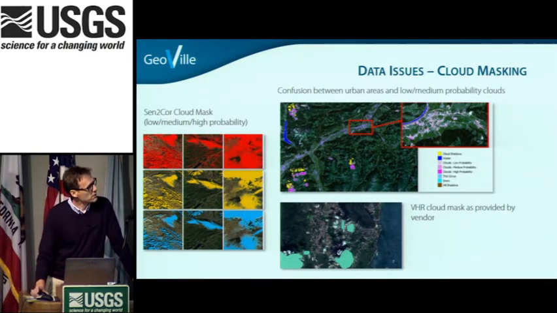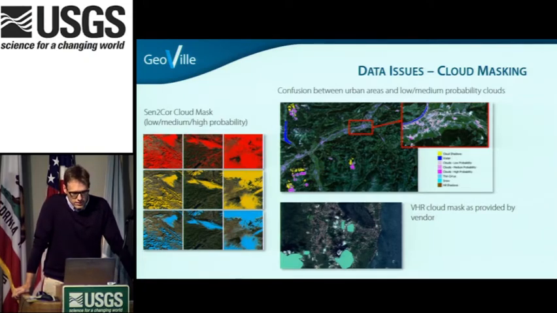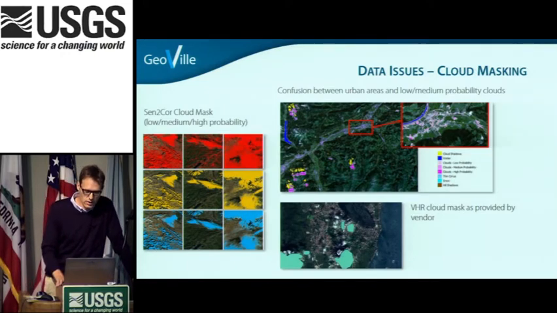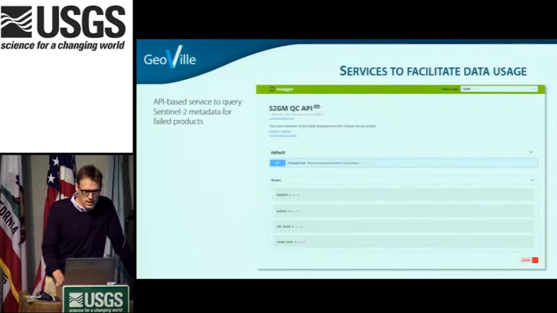And maybe some not so nice example down is a VHR-based cloud mask or for VHR imagery, where not only it shows that this cloud mask has been produced manually, and what is also bad is that quite some clouds are actually missed, so this is also some kind of poor information provided by the vendor.